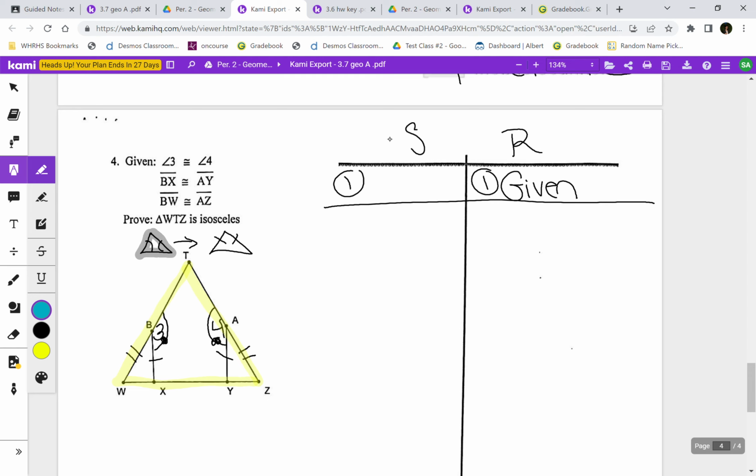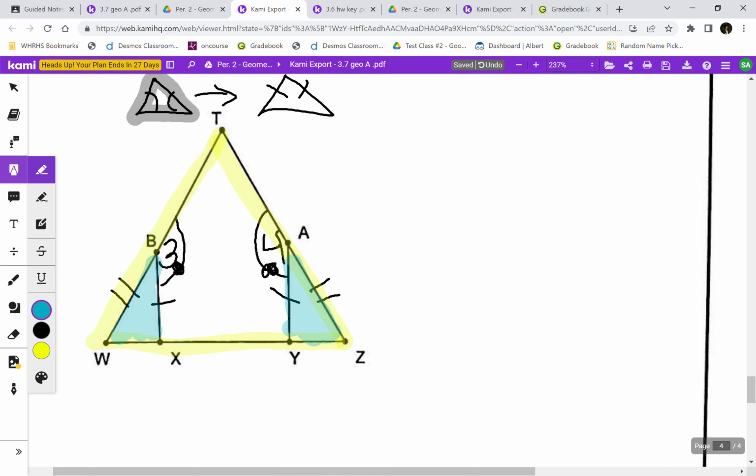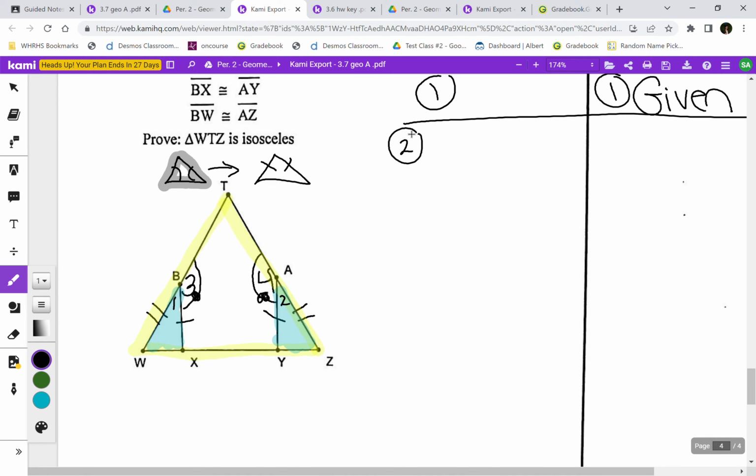Antonio. Triangle WBX and ZAY. You got it. So these two triangles, at this point, I only have two sides. 3 and 4 are outside of the triangles. Does anybody see how 3 and 4 can help us get angles inside the triangles? Daniela. You got it. I can call this angle 1 and angle 2. So step number 2, I'm going to say angle 1 is a supplement to angle 3, and angle 2 is a supplement to angle 4. Def of sup.